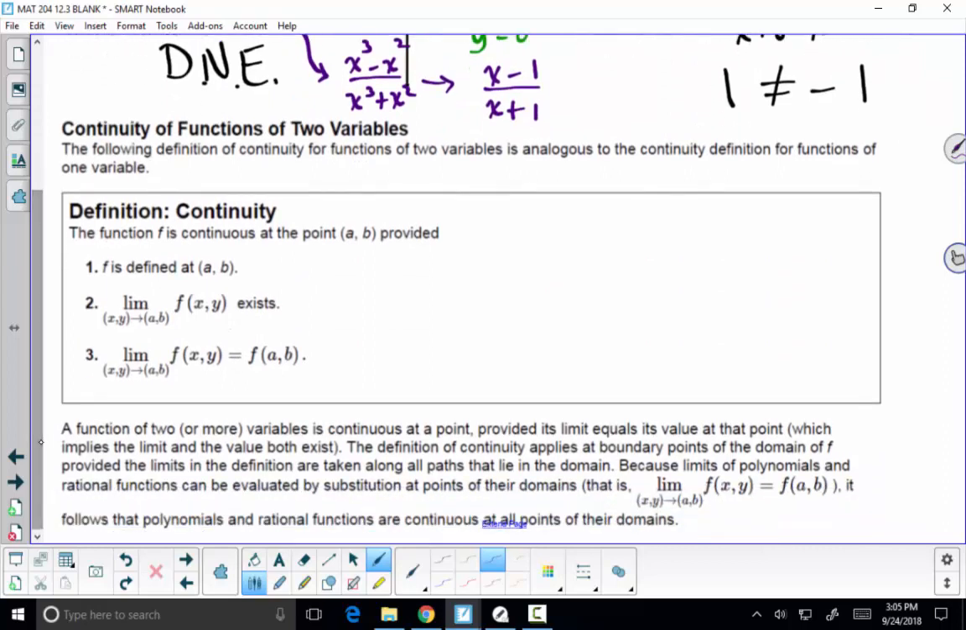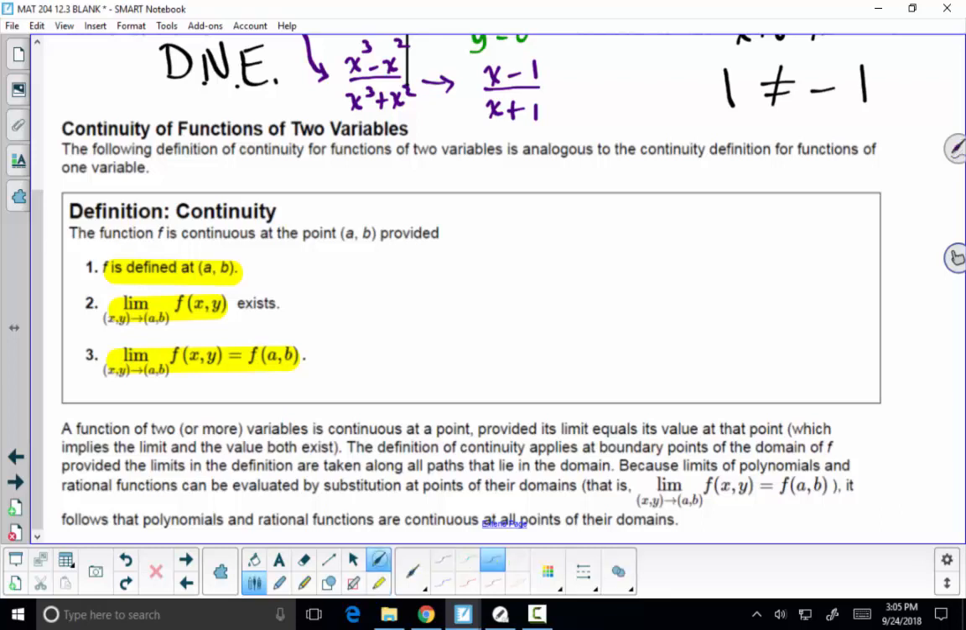Okay, continuity: same definition that you had in Calc 1. For a function to be continuous, it has to be defined, the limit has to exist, and the limit and the value have to be equal. So that's the standard definition of continuity from Calc 1. The function is defined, the limit exists, and they're equal.